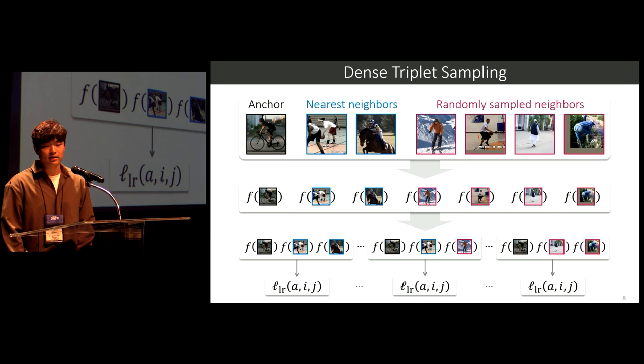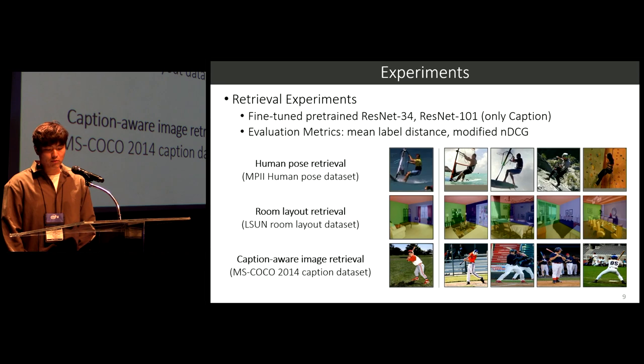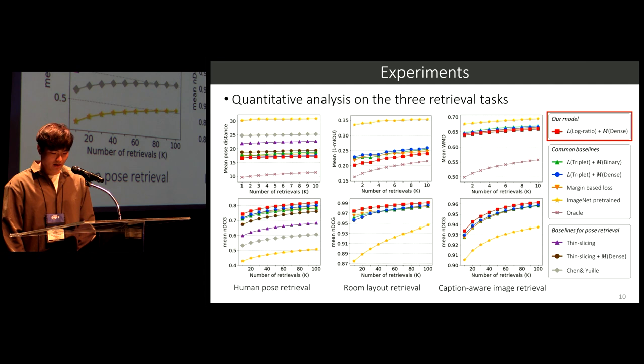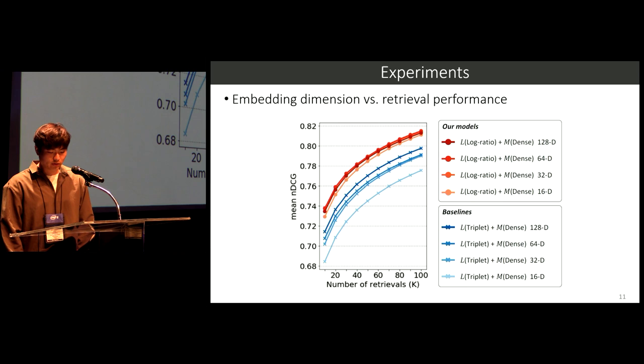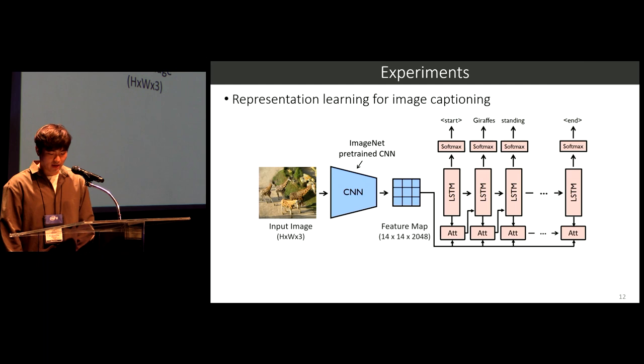The effectiveness of our framework is validated on three retrieval tasks based on continuous labels, which are human pose retrieval, room layout retrieval, and caption-aware image retrieval. The goals of these three tasks are to retrieve images most similar to query images in terms of continuous structural labels. On all three retrieval tasks, our approach outperformed previous work, including the current state-of-the-art in conventional metric learning. Also, our model maintained good performance in very low embedding dimensionality. It enables efficient and effective image retrieval.